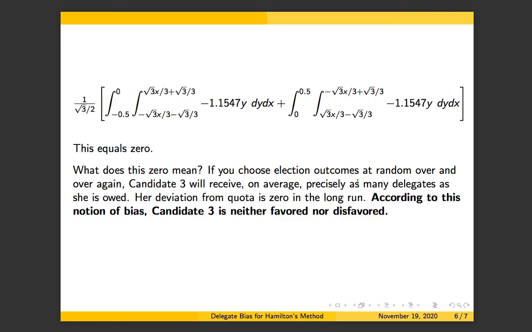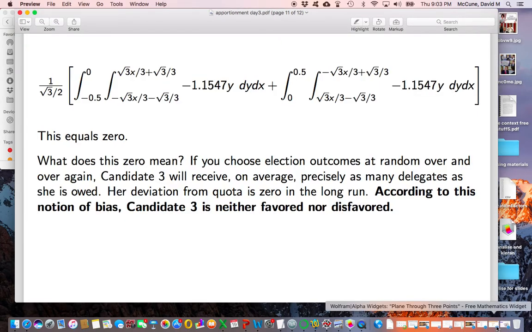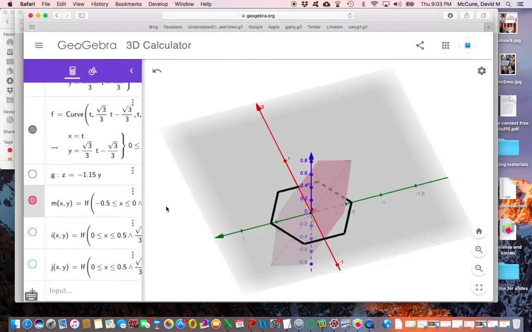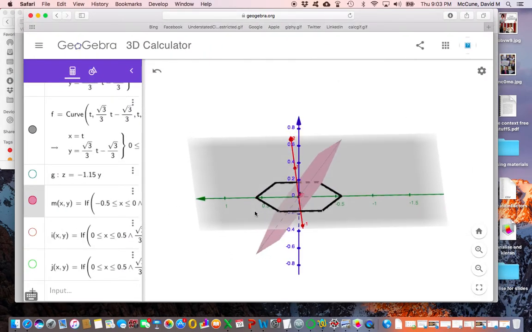So sometimes she receives more than her quota, sometimes she receives less, but the 0 means that it all averages out. So in the long run, her deviation from quota is 0. It's balanced, which means that according to this notion of bias anyway, candidate 3 is neither favored nor disfavored. And again, we could see that from this picture, right?